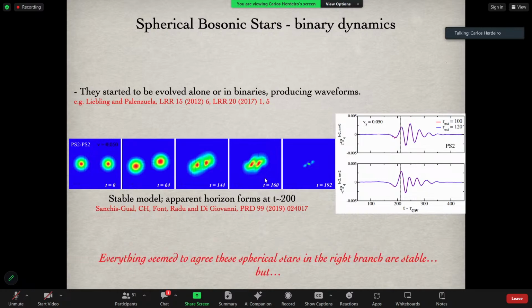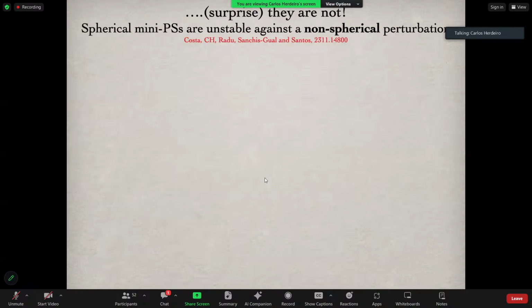And one of the things that I would like to tell you about today is that this is not so. Recently we found that there is actually a very important difference between the scalar and the vector case. And this was a dynamical surprise. It turns out that the spherical vector stars, these are called mini Proca stars, where mini means that the potential doesn't have any self-interactions here, are unstable, but only against non-spherical perturbations.